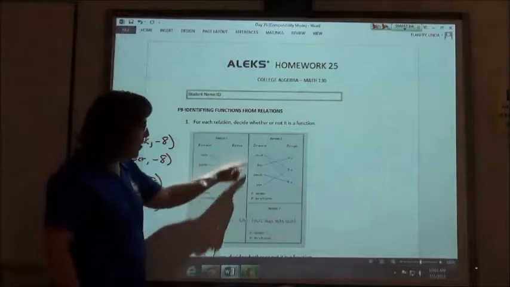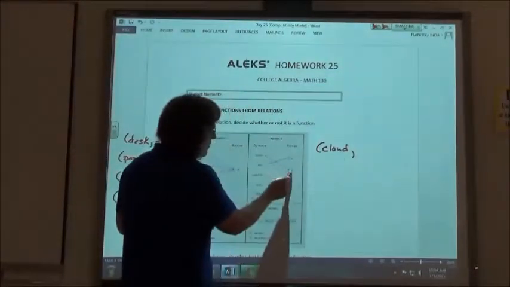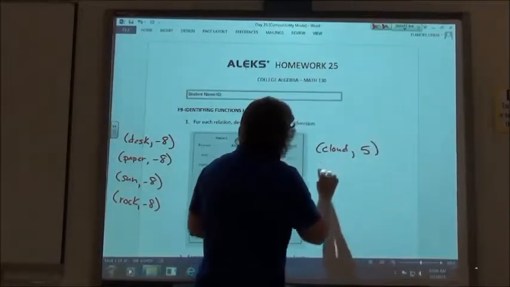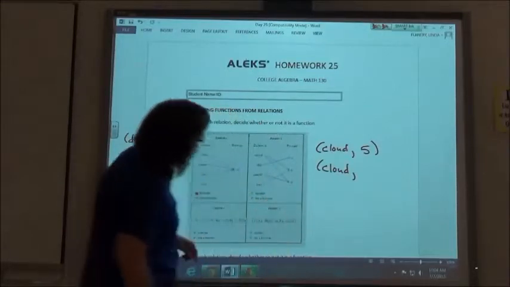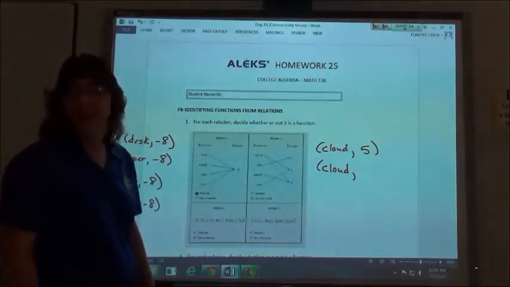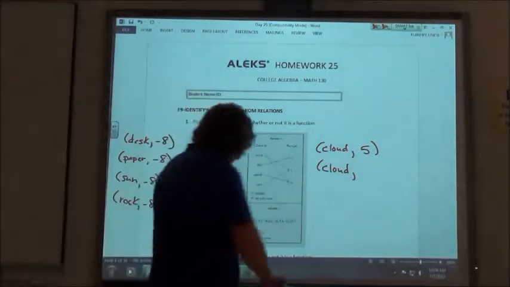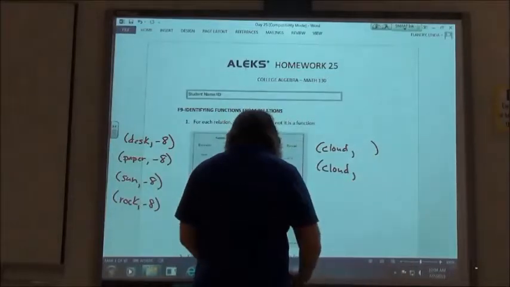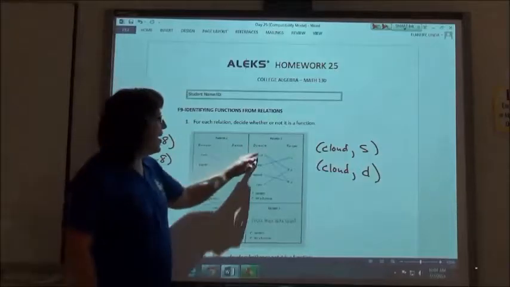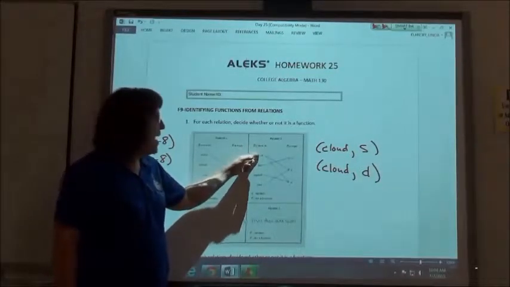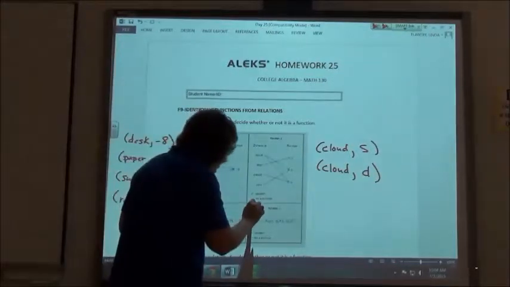As opposed to this one, the cloud goes to 5, but the cloud also goes to, what is that number there? Is that a 6? It's hard to read on my screen. Oh, it's a D and an S, isn't it? See, you can't read them. S and D. I really don't need to go any farther than that, because for this value in the domain, I've got two different values in my range. It is not a function.